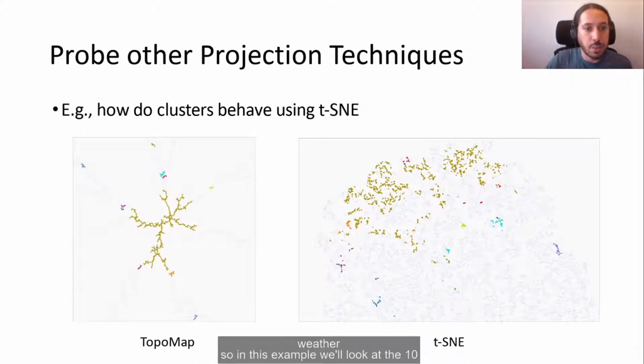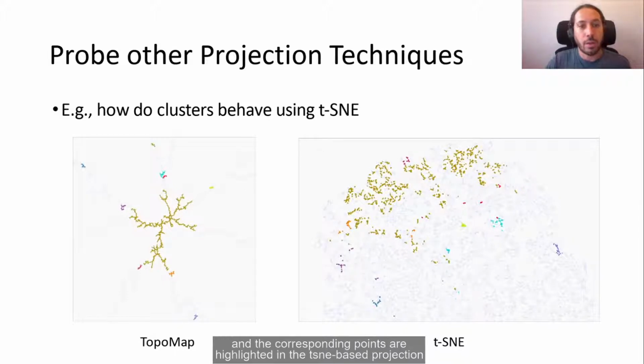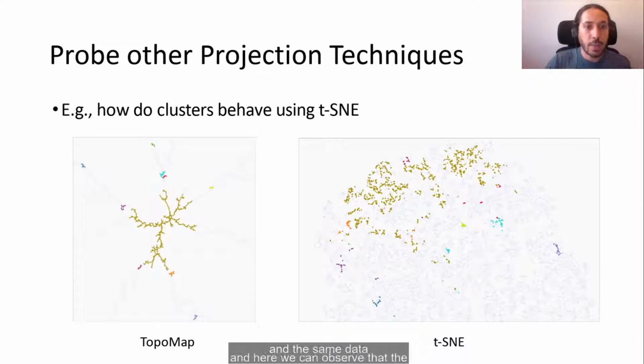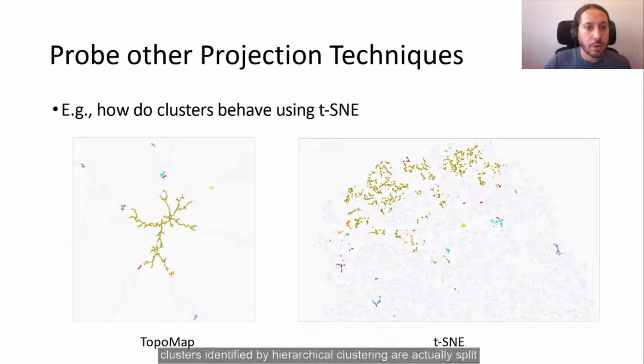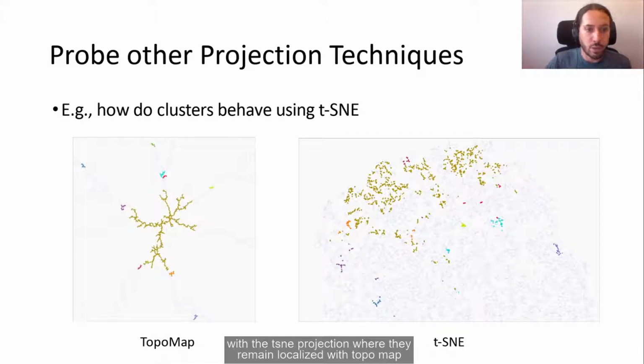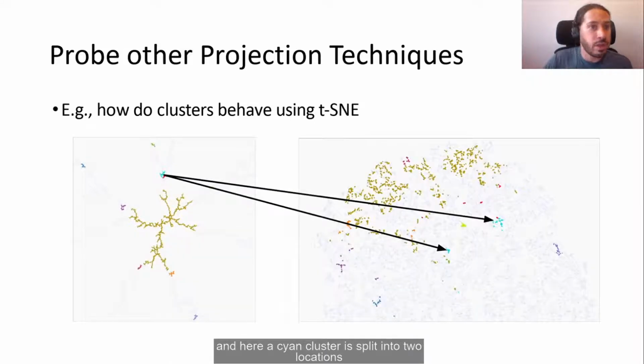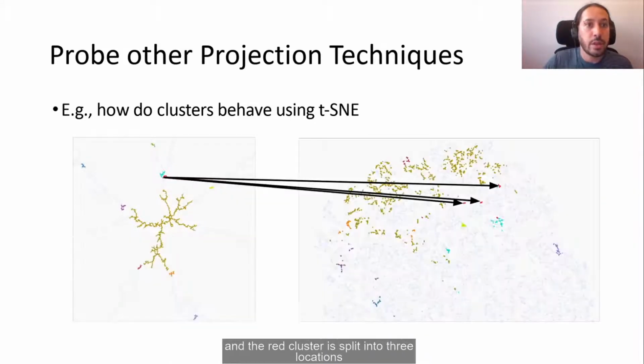So in this example, we'll look at the 10 largest clusters at a particular hierarchy, and the corresponding points are highlighted in the TSNE-based projection of the same data. And here we can observe that the clusters identified by hierarchical clustering are actually split with the TSNE projection while they remain localized with TopoMap. And here a cyan cluster is split into 2 locations, and the red cluster is split into 3 locations.